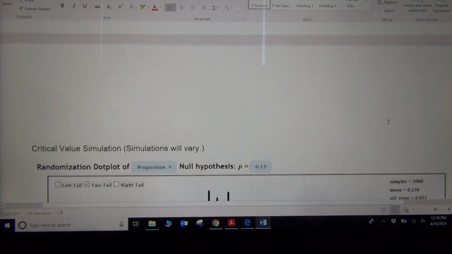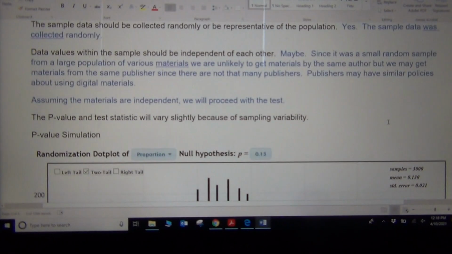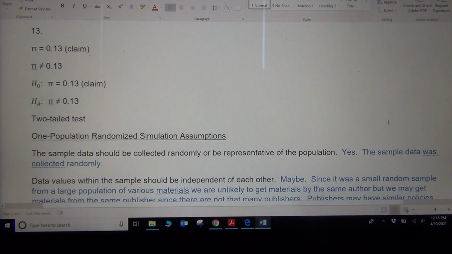Okay, so that was number 13 on section 3F. I hope it was helpful for you.